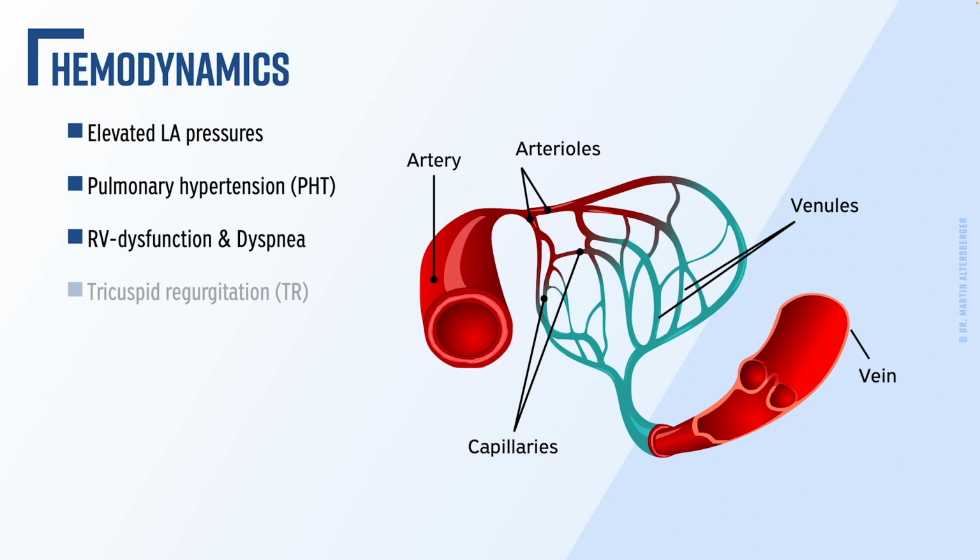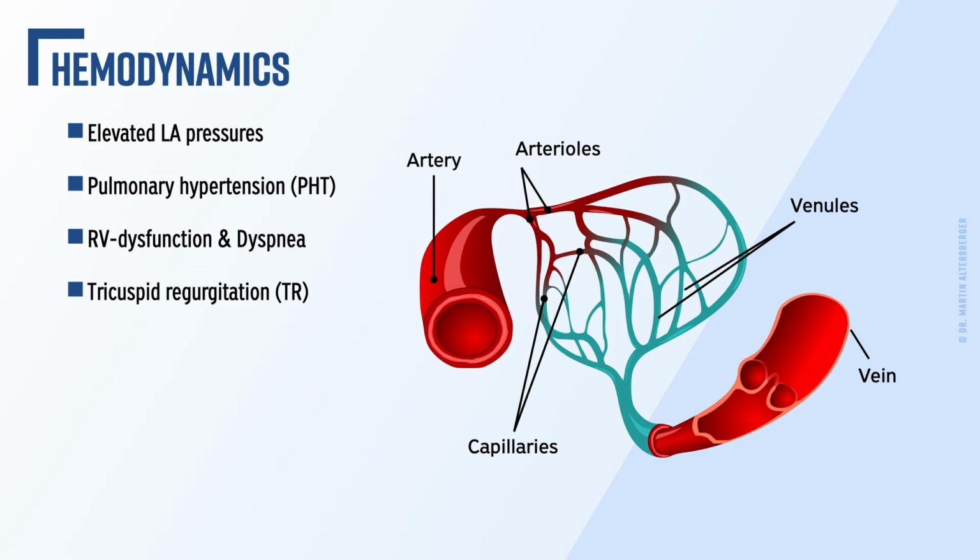Important about the hemodynamics of diastolic dysfunction is that initially we have the elevated filling pressures, elevated left atrial pressures, leading to pulmonary hypertension, furthermore leading to right ventricular dysfunction and dyspnea, and adding in the long run also a degree of tricuspid regurgitation. So starting at the left heart, it is translated when you have elevated filling pressures into the pulmonary vasculature system and also into the right ventricle, and for that then causing symptoms.